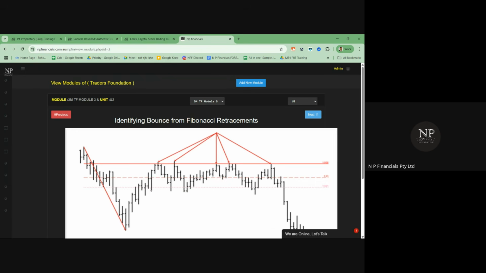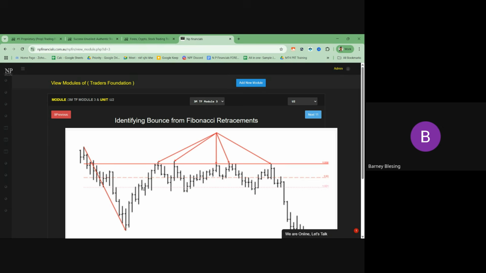You will see this is 50%, this is 61.8, and this is 78.6. What does it mean? It means that if the move from this swing high to this swing low is 100 pips, for example, it can be 1000 also, but let's take 100 pips, then 50% will be 50 points, 61.8 will be 61.8, and 78.6 will be 78.6 from here. That means this is the 78.6% of this impulsive move. This point is 61.8 of this impulsive move. This point is 50% of this impulsive move.